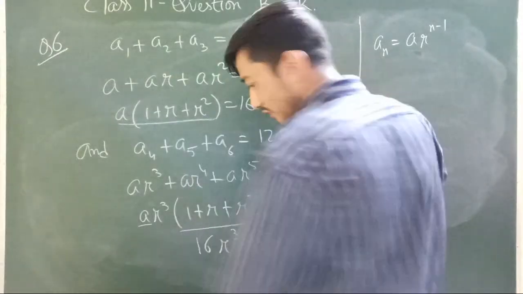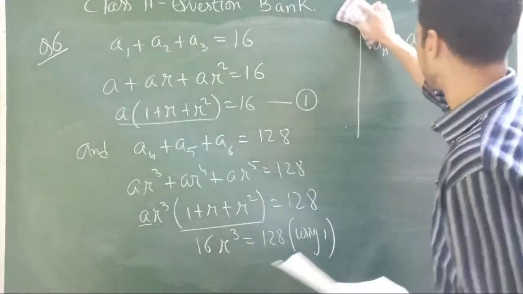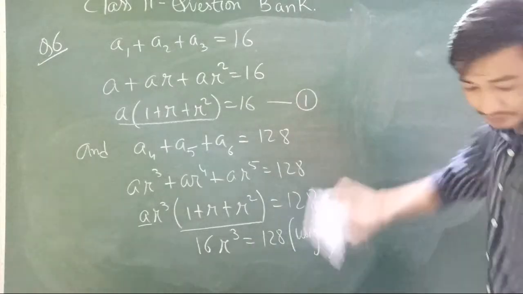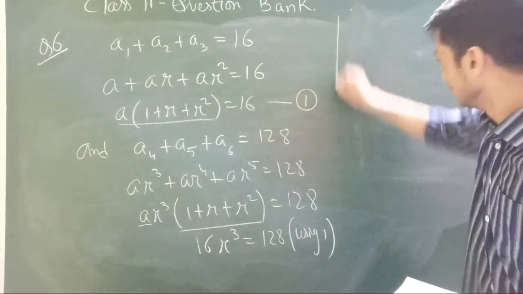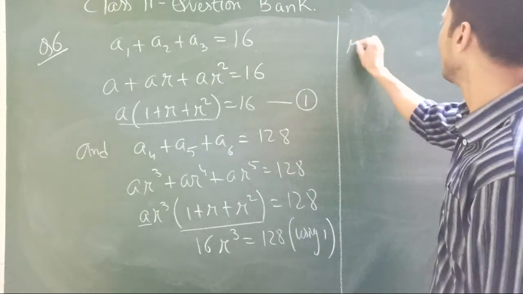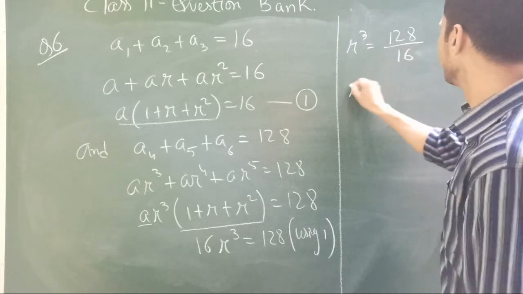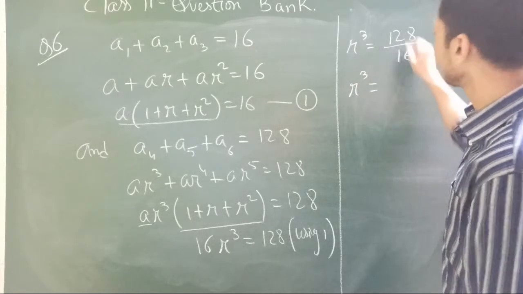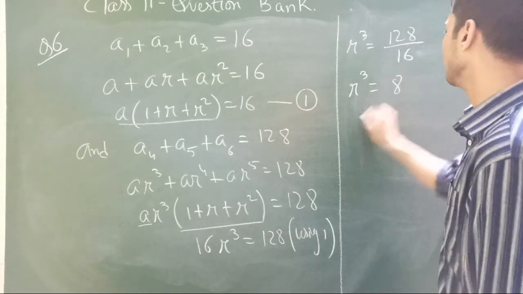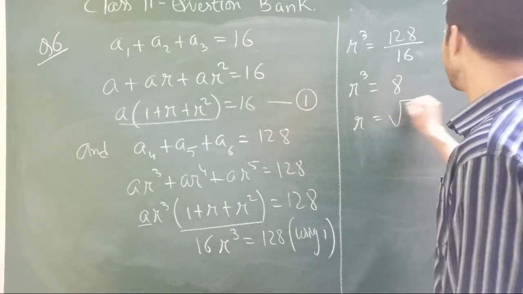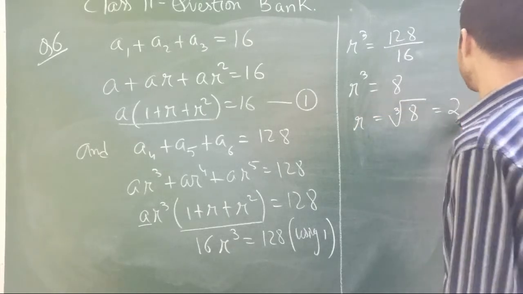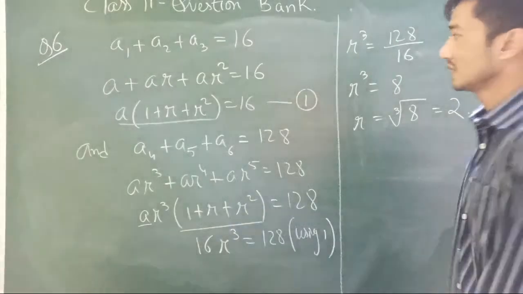So I'll continue here. So r cube will be 128 by 16, so r cube will be 8. So r will be the cube root of 8, that is equal to 2. So that's it, job done.